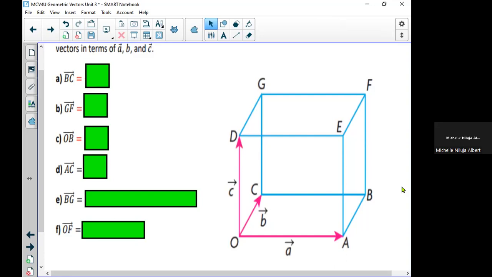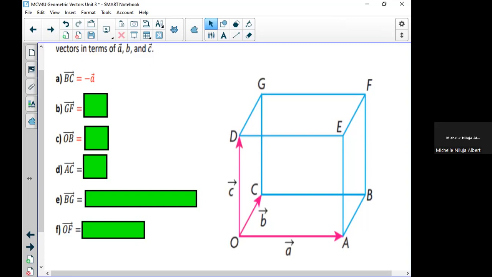Can we have some potential answers for the first one? I have an equivalent vector to vector BC. Shout it out. Okay, does everyone agree with that? Let's see what answer we have here. So vector negative A, because if OA is vector A, BC is moving in the opposite direction, right? So that would be negative A, just to give you that first one to see if you're on the right track and how you're determining it.